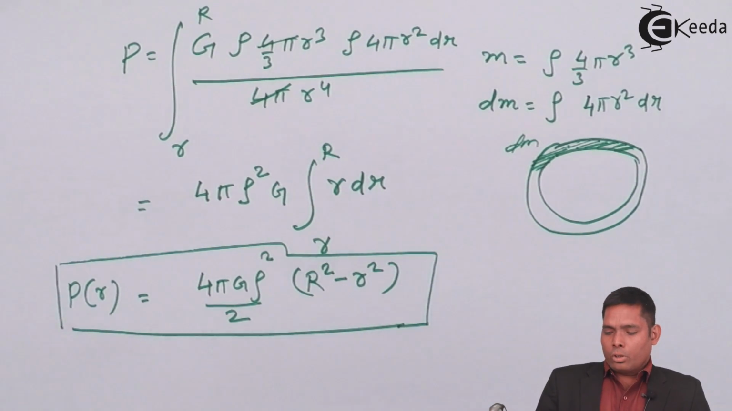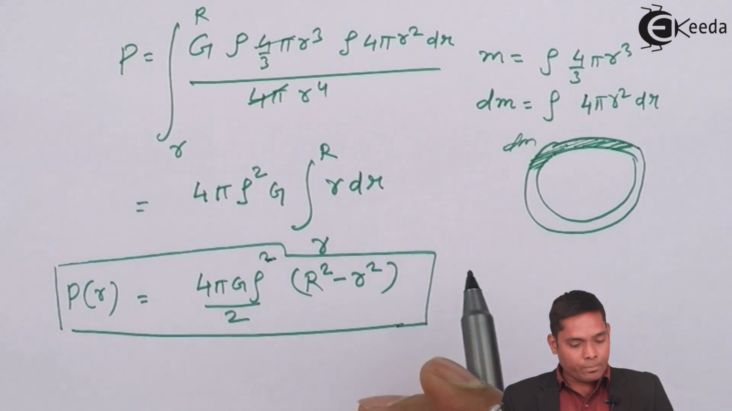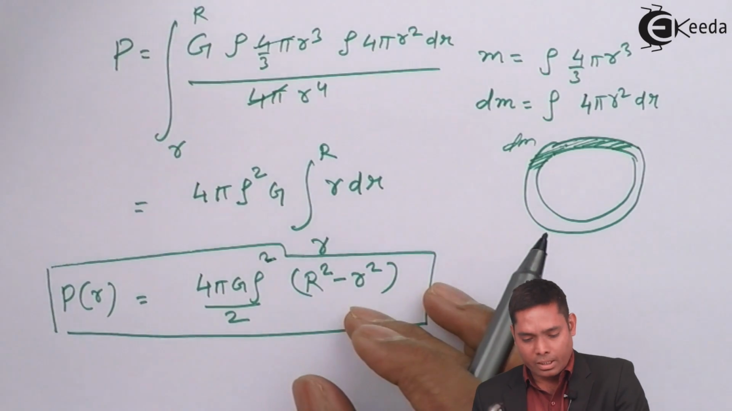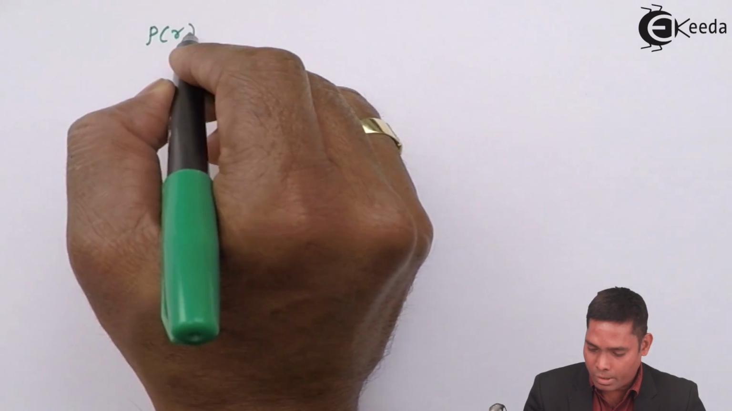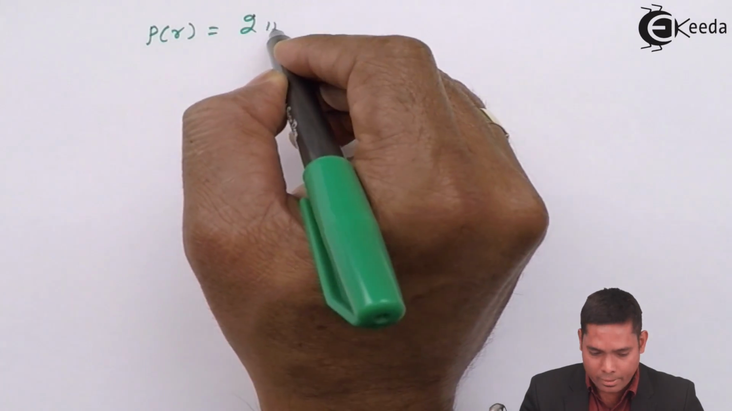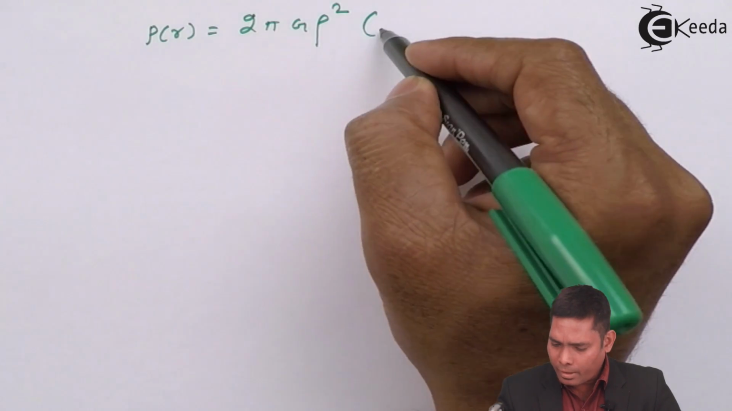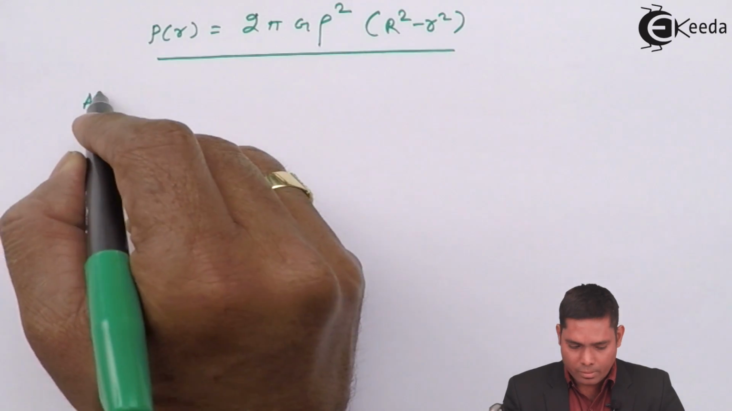Okay, so once we have got the value of P as a function of r, we will go for all the options. Now check all the options, which one is correct. So let me write the function P of r. We have got 2 pi G rho square, because that 2 will cancel out, times R square minus r square.